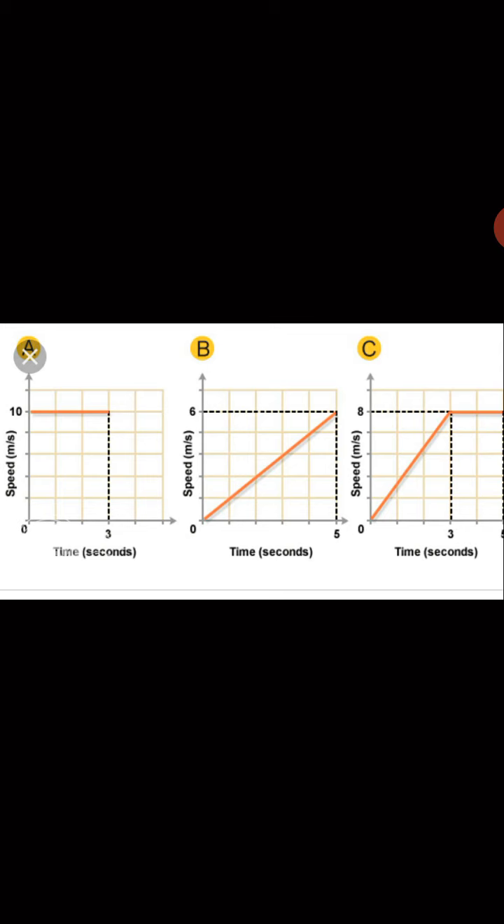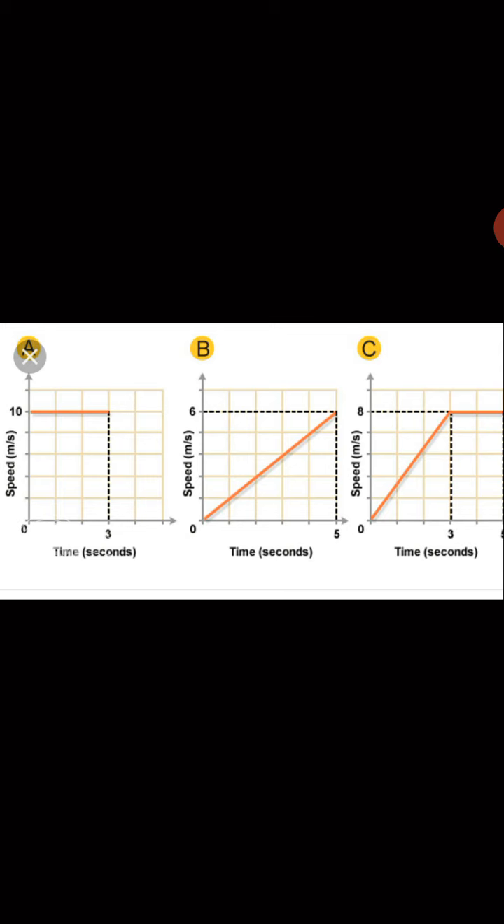The rate of change of velocity is acceleration. Velocity is a vector quantity and speed is a scalar quantity. So change of speed with time is also acceleration. So change in speed is acceleration. So these graphs show the acceleration of an object.